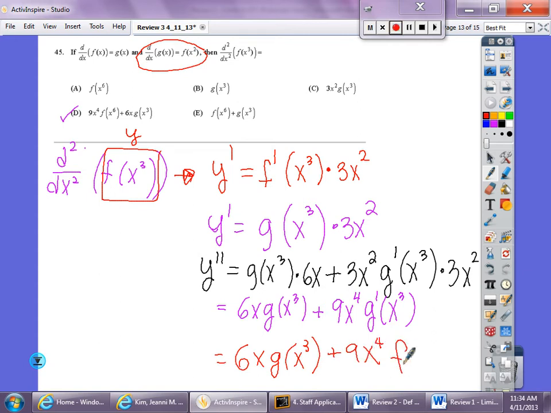So this should be f of the inside squared. And what do I put in the inside? X cubed. Does that make sense? Because I didn't mean to. I was supposed to do this.